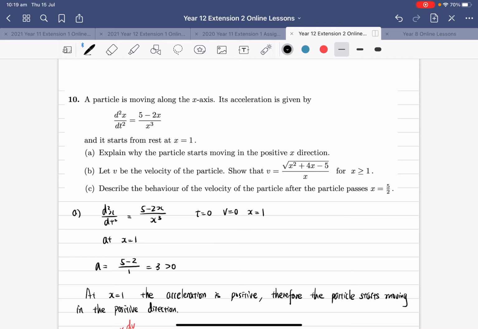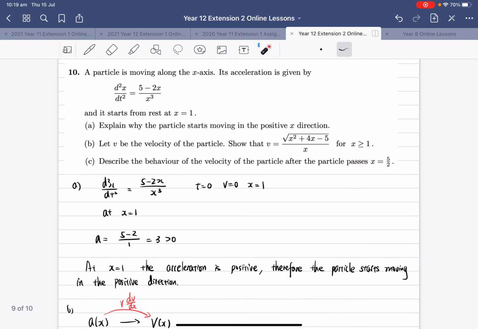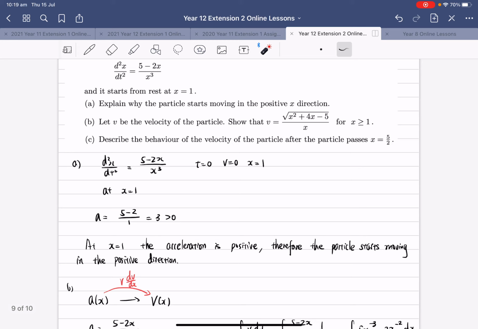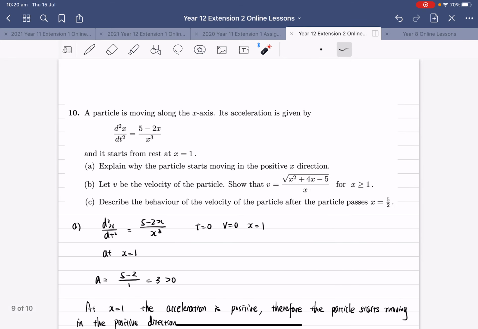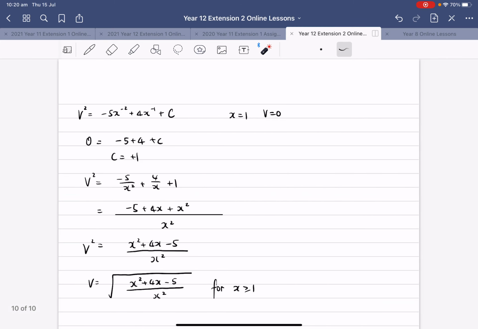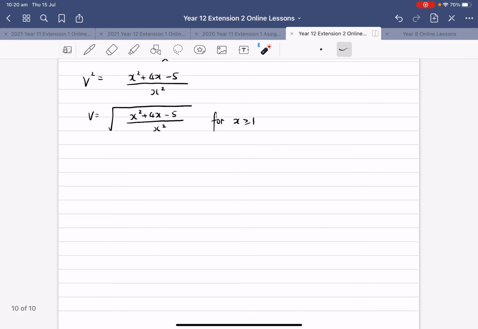Describe the behavior of the velocity after the particle passes x equals 5 on 2. So we need to know what happens when x is greater than 5 on 2. Okay, so how would you do this question here? Let's have a look. When x passes 5 on 2. Question C.